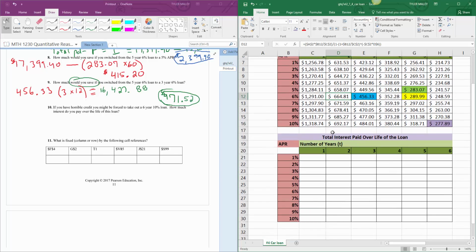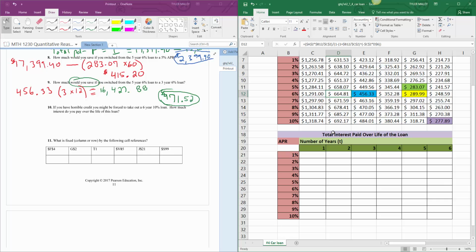$277.89. That's the number that we're working with. So the question is, how much interest are we paying? If I take the payment $277.89 and multiply by 6 years times 12, then this calculation will tell me how much I pay total in the end. But we want to know the interest, so what I need to do then is subtract off the principal, which is $15,000.